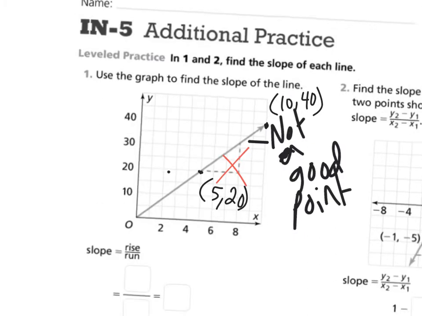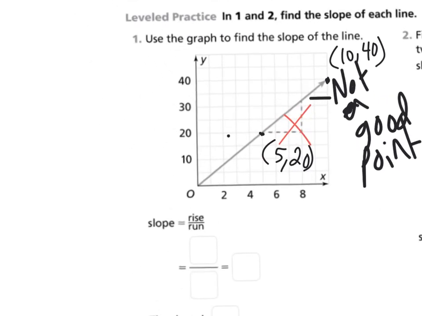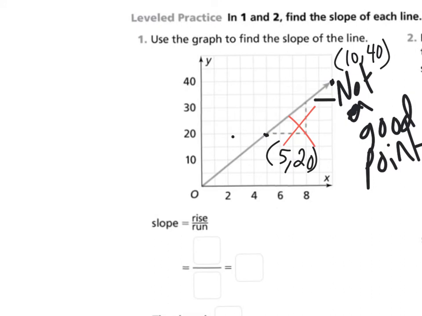So for slope, the book talks about slope being a rise over run. We talked about slope being a change in y over a change in x is another way of thinking about that. Remember these points are x and then y, but when we do the slope we look at the y and then the x, so it's easy to get those mixed up.